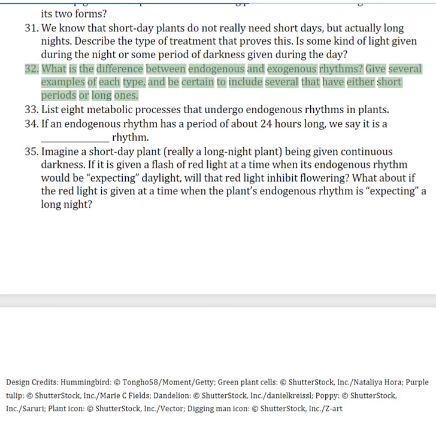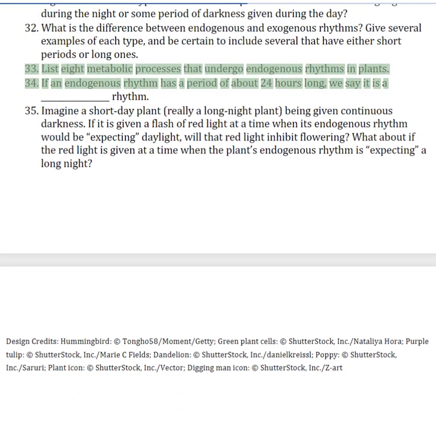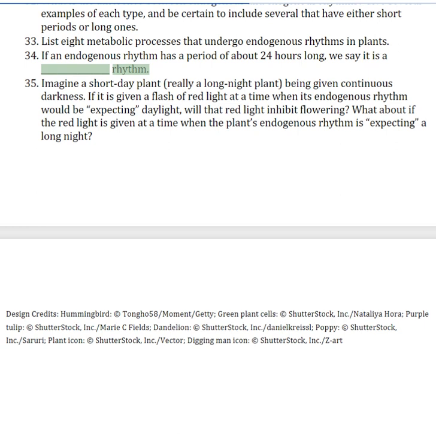32. What is the difference between endogenous and exogenous rhythms? Give several examples of each type, and be certain to include several that have either short periods or long ones. 33. List 8 metabolic processes that undergo endogenous rhythms in plants. 34. If an endogenous rhythm has a period of about 24 hours long, we say it is a rhythm.